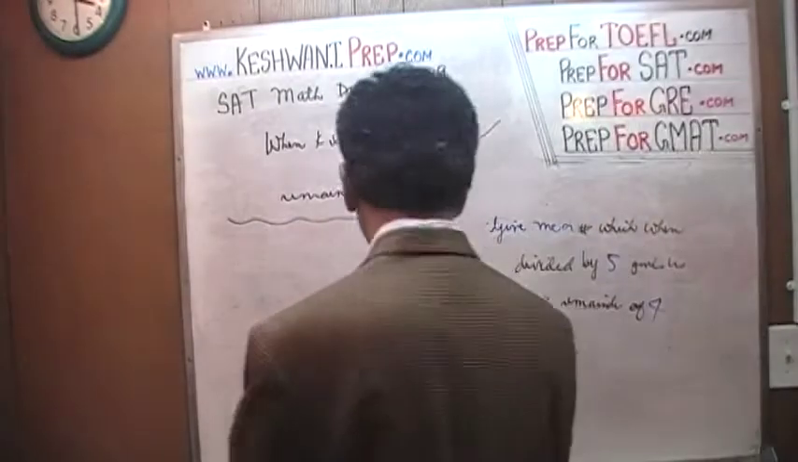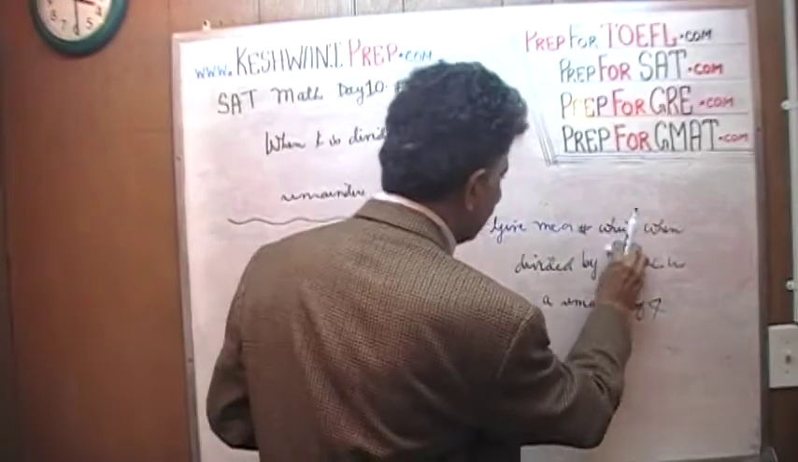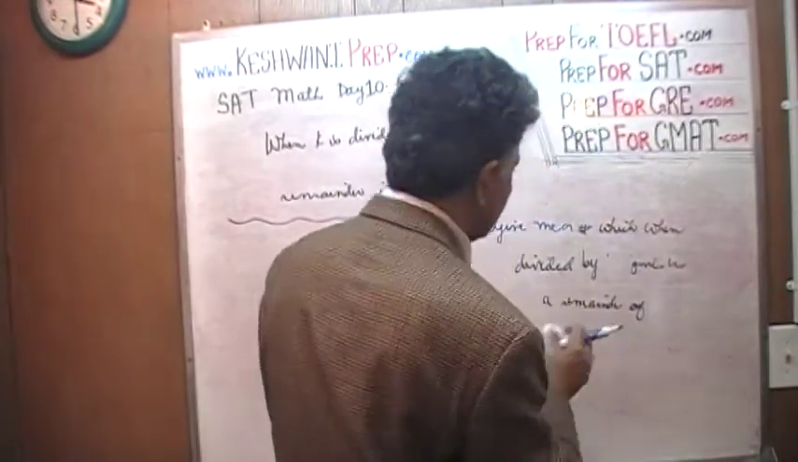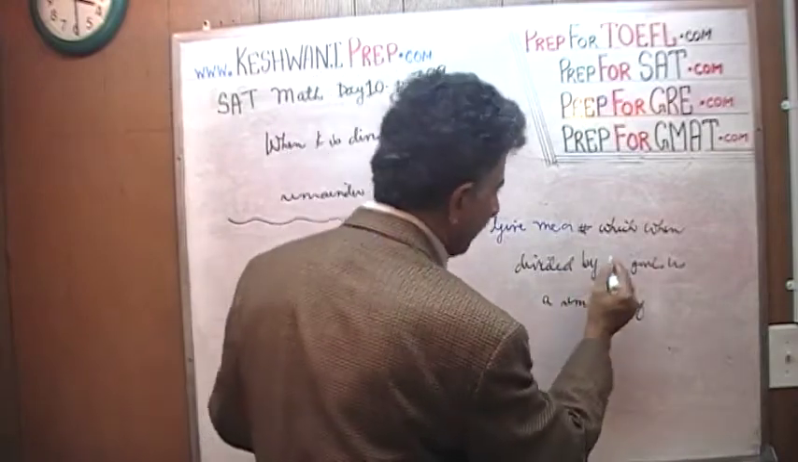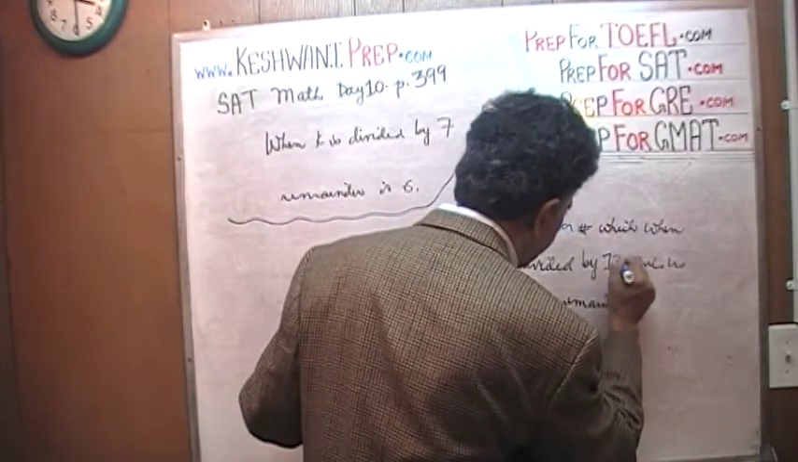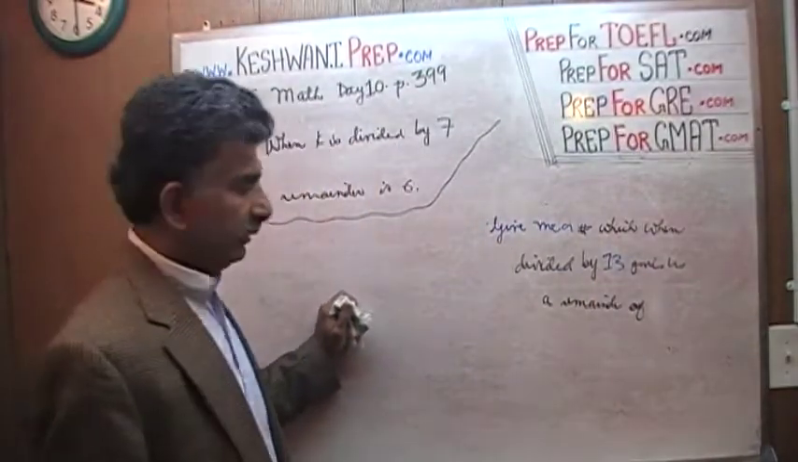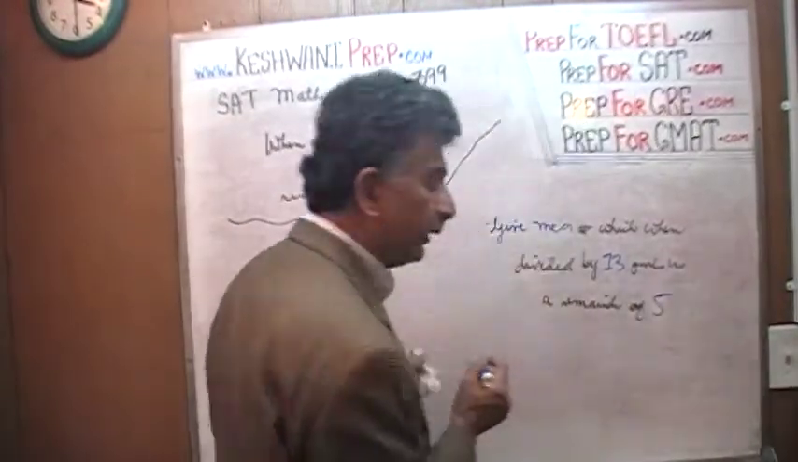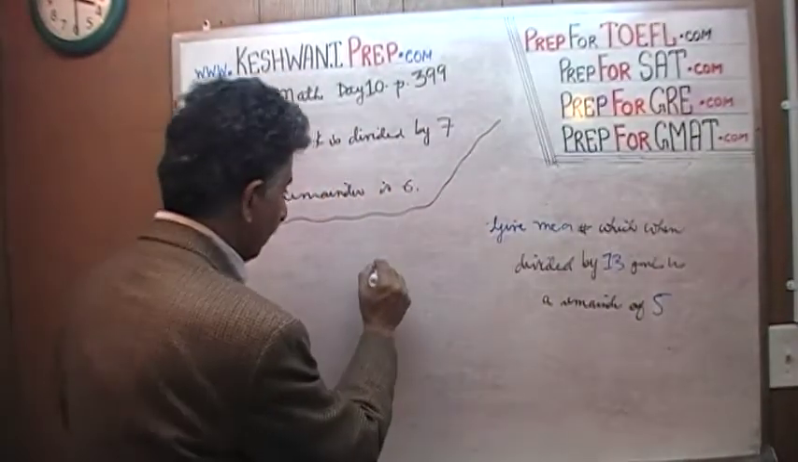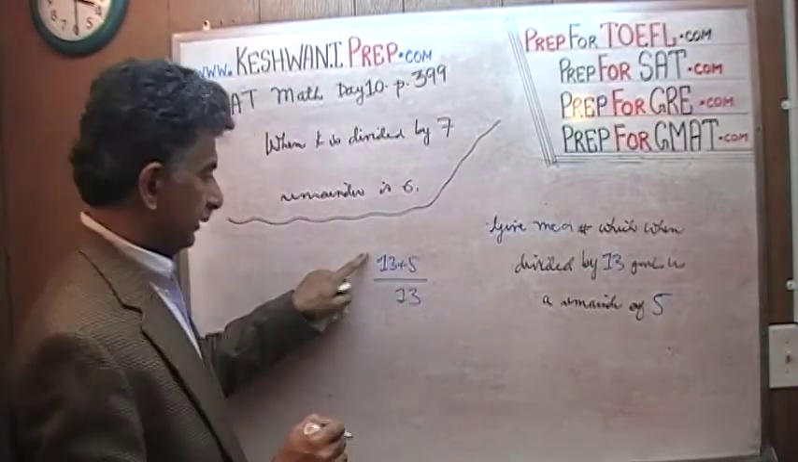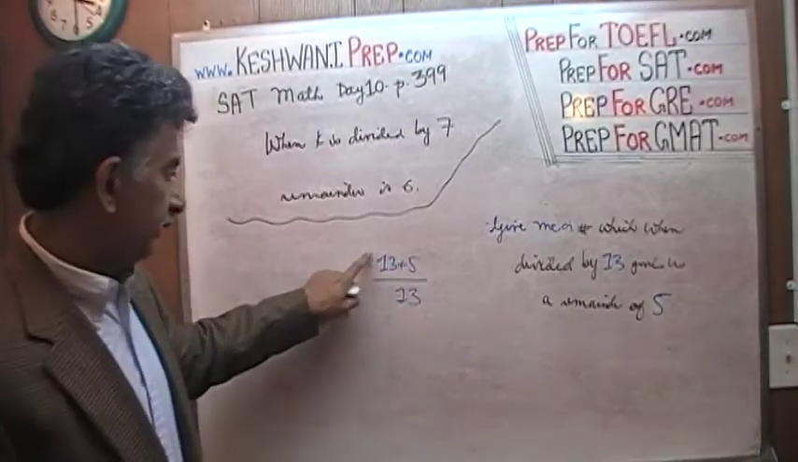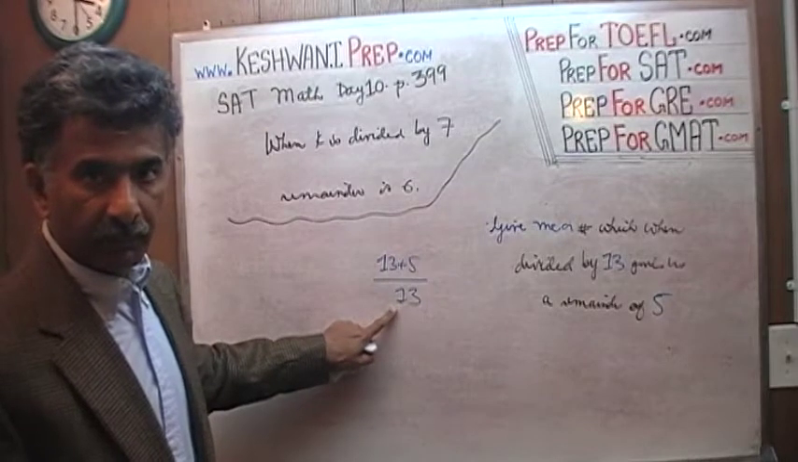Here's another one. Can you give me a number which, when divided by 13, gives me a remainder of 5? Well, you get the idea. It's very simple. That will be 13 plus 5. Again, 13 divided by 13 is 1. 13 goes evenly into 13 obviously, and we want a remainder of 5.